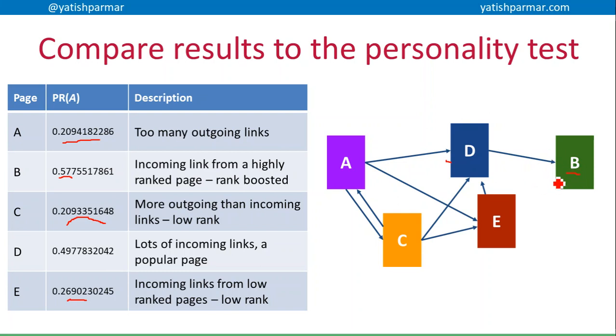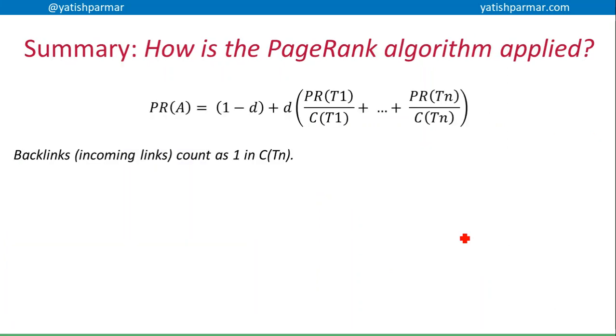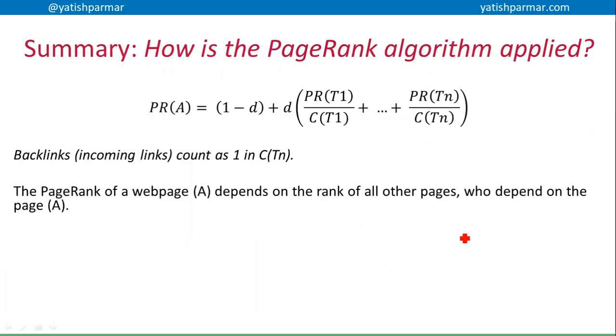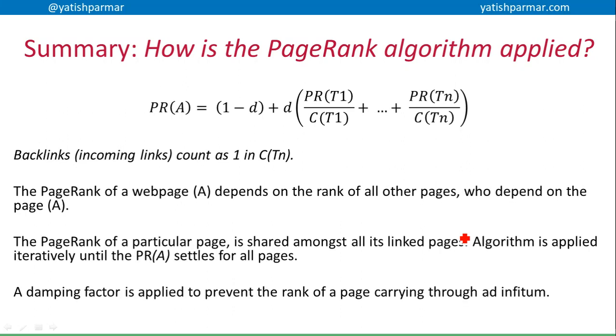So B goes up to the top because it must contain the original information that is being referenced on D, which pages A, C, and E are referring to. So you can see how that ranking is being worked out. Basically, the rank of a web page, in summary, depends on the rank of all the pages that link to it, because we're splitting the rank of a particular page out amongst its linked pages, and we're applying the algorithm until the ranks settle.